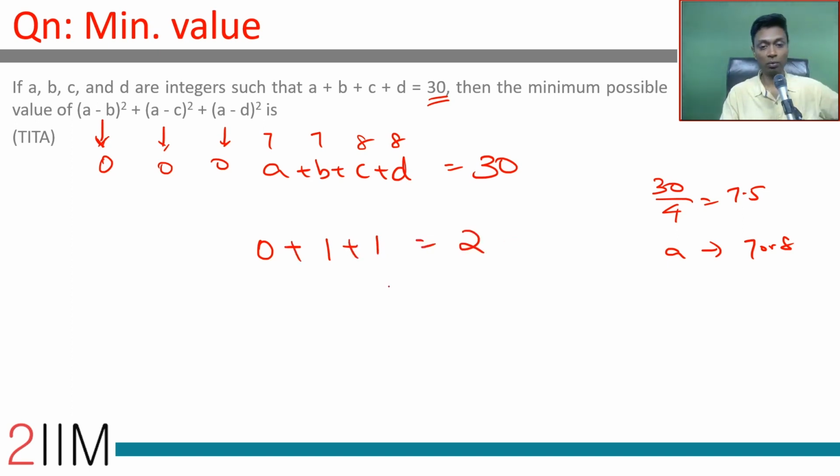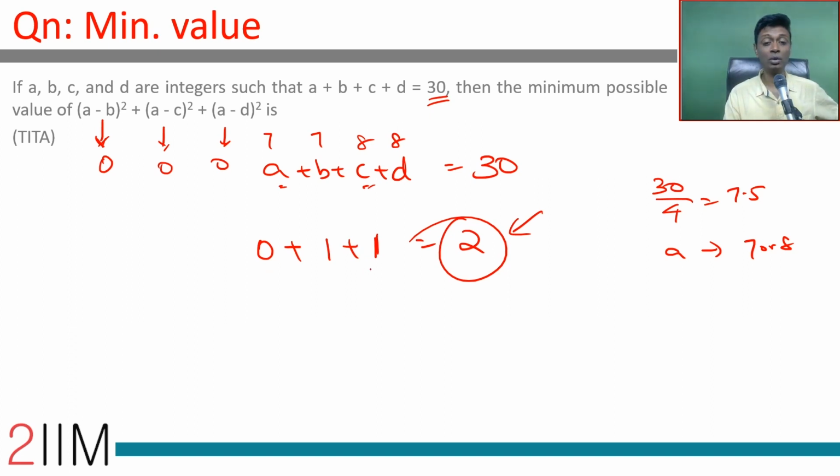Wonderful. So this looks like this will be the minimum. Let's convince ourselves. If the difference is more than 1 anywhere, that difference squared is going to be 4. So we cannot have 0 plus 0 plus 4. We have one difference being 2. We cannot go lower than this.